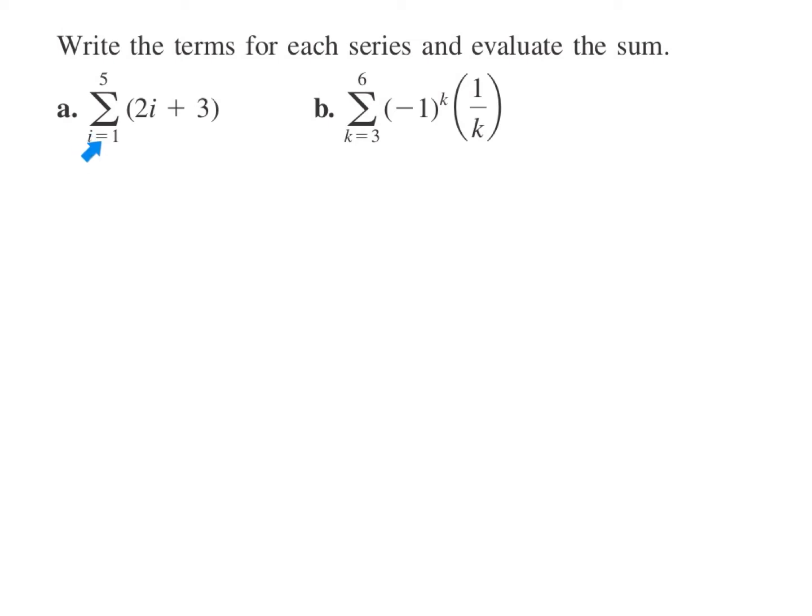But notice here, on this first example, the lower limit is 1, which means I'm going to start with the first term. The upper limit is 5, and I'm going to end with the 5th term. So I'm going to take the first term, the second term, the third term, the 4th term, and the 5th term and just add those up. And for the second question, now the lower limit is 3. So instead of starting with the first term, we start with the third term. So I go to third term, 4th term, 5th term, 6th term, and then add those up. Okay.